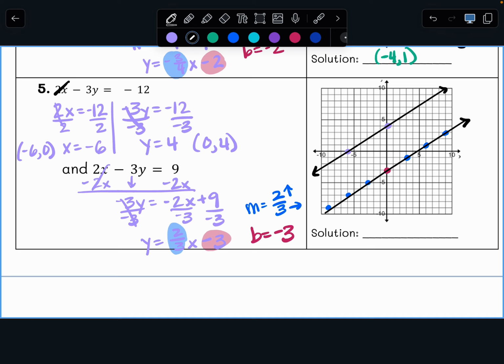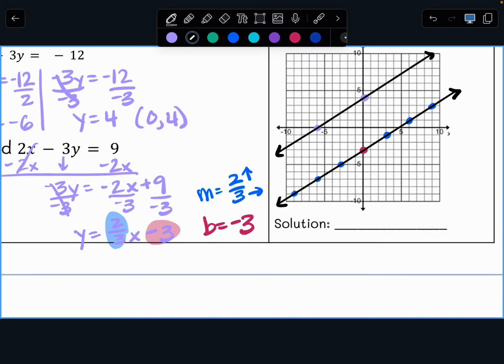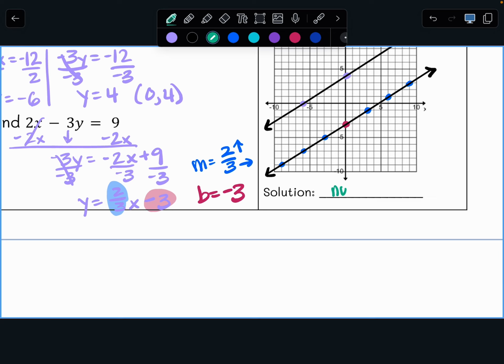So here we have parallel lines again. And when we have parallel lines, they will never intersect, so there is no solution.